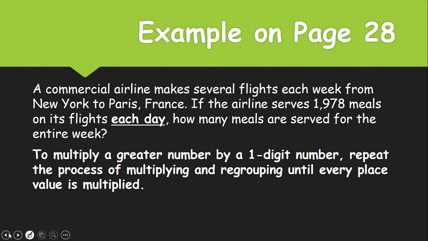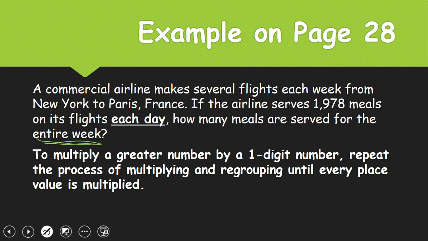All right, so now we're going to be doing the example on page 28. It's very similar to the previous example, except this time we're working with thousands place value. I'll go ahead and read, and please make sure you follow along on page 28. A commercial airline makes several flights each week from New York to Paris, France. If the airline serves 1,978 meals on its flight each day, how many meals are served for the entire week?